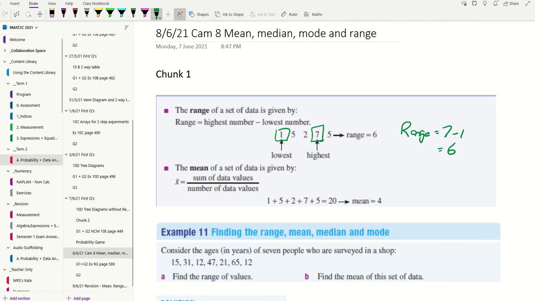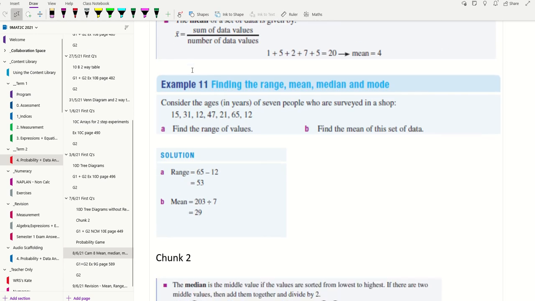Now that is all there is to range. Range is the spread of numbers. It's the biggest number in any list minus the smallest. So we have a look at the example down here. We've got a list of numbers for chunk 1. We're just going to have a look at the range and the mean.